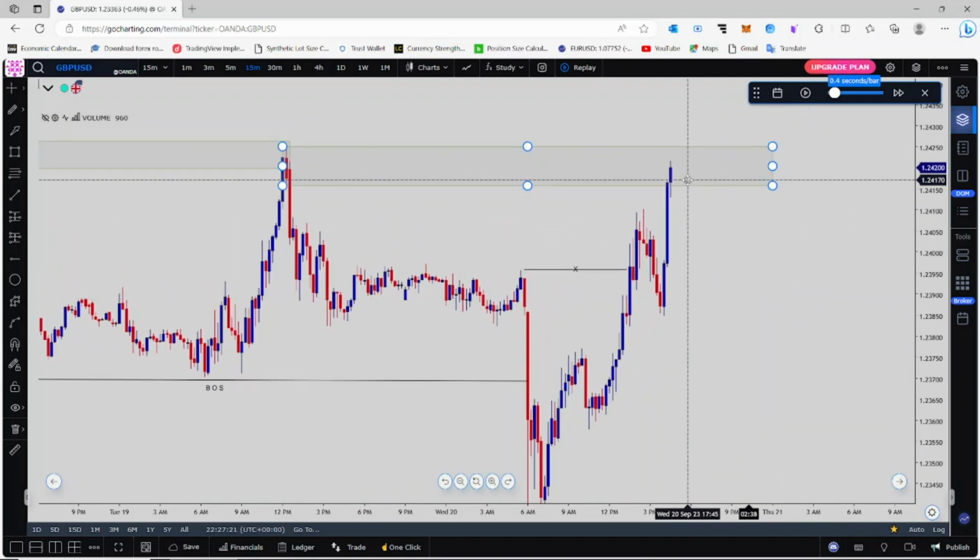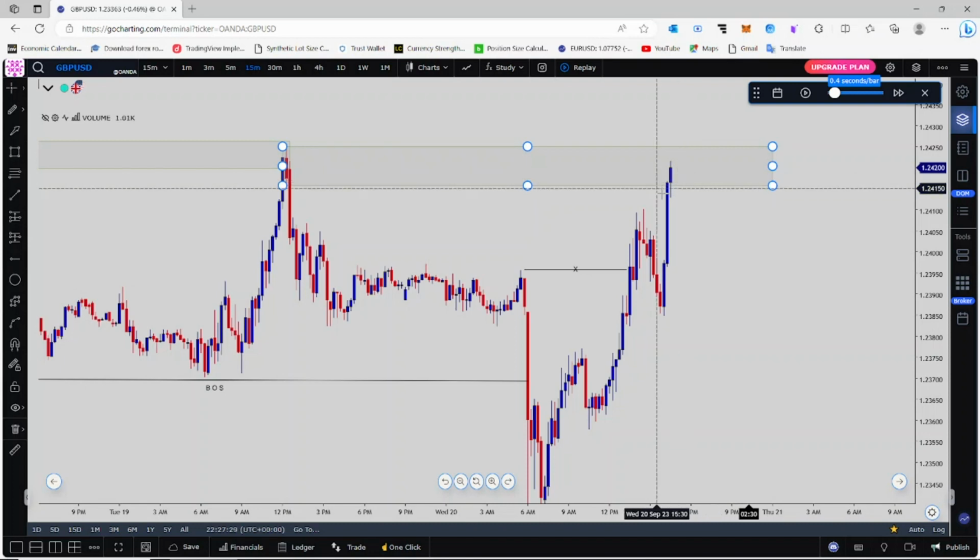Now when it enters into your zone, we have to look for confirmation candlesticks. We have patterns that we look for before we take a trade.